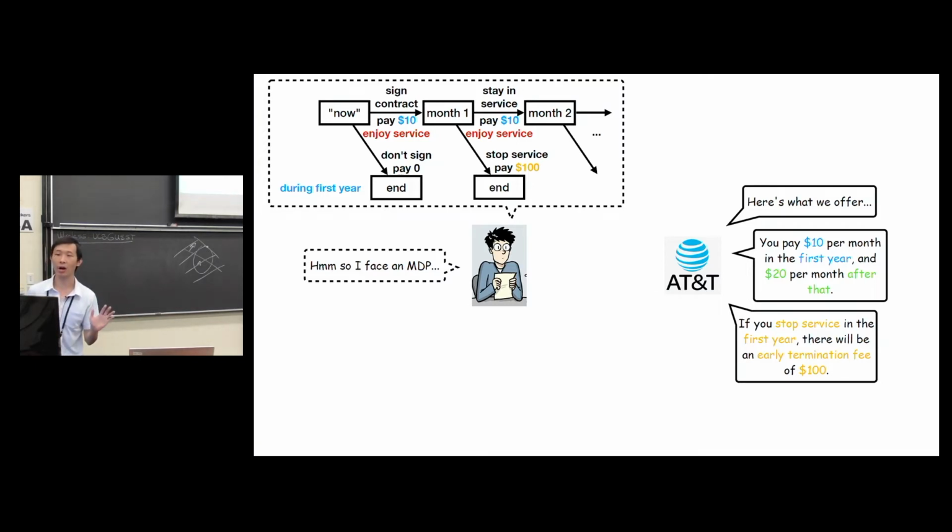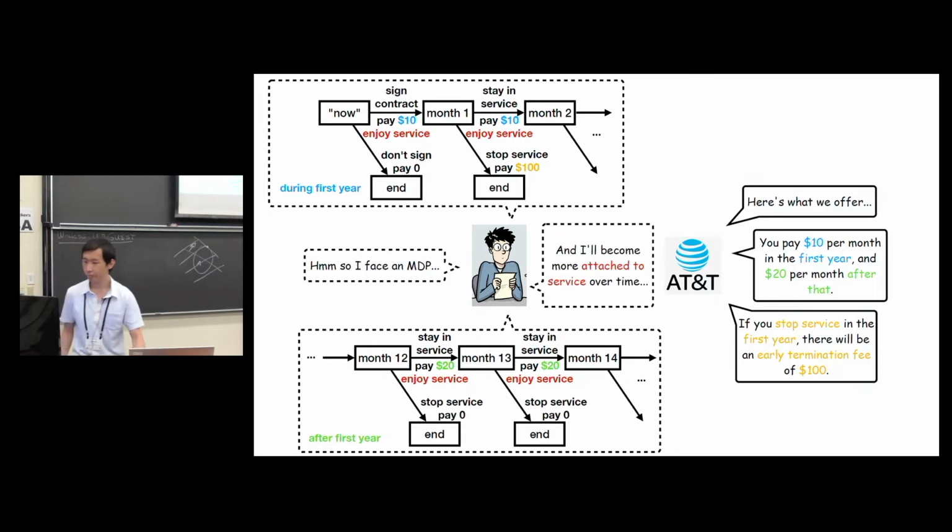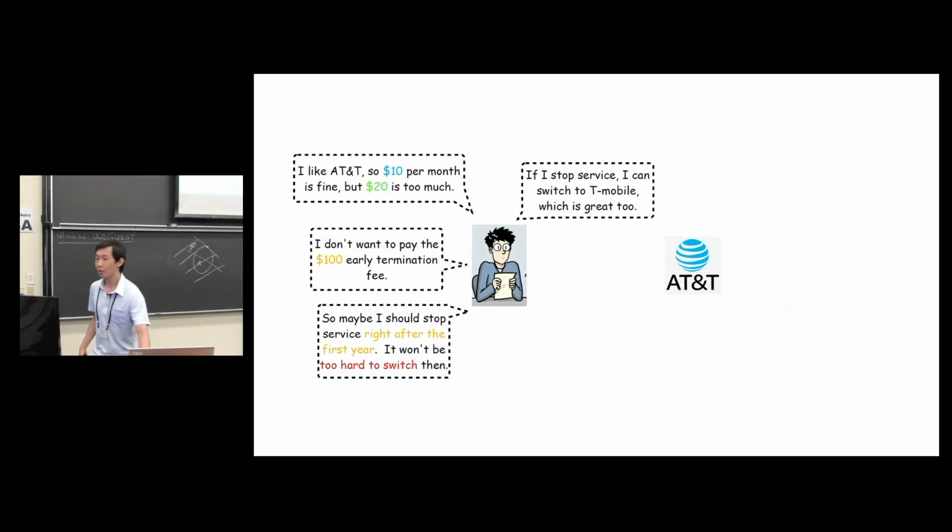In month one, there are again two options. The agent could stay or the agent could quit. The difference is that if the agent quits here, they pay $100. After the first year, the MDP looks a little bit different, but the idea is the same. Another factor is that over time, the customer grows more and more attached to the service, so the value of enjoying the service becomes larger and larger. It seems difficult, but it's not so hard to solve, because it's an MDP.